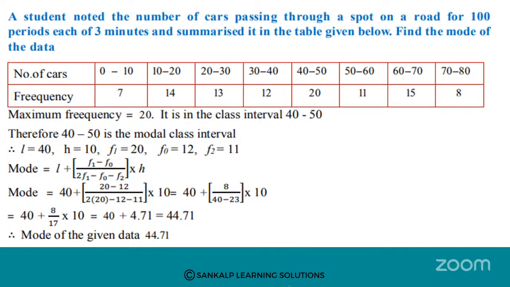Okay. So question is, a student noted that the number of cars passing through a spot on a road for 100 periods each of 3 minutes and summarized it in the table given below. Find the mode of the data. So number of cars they have given, that is 0 to 10, 10 to 20, 20 to 30, 30 to 40, 40 to 50, 50 to 60, 60 to 70, 70 to 80. So frequency 7, 14, 13, 12, 20, 11, 15, and 8.